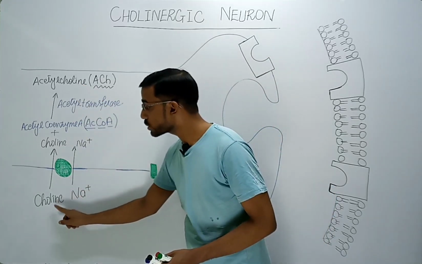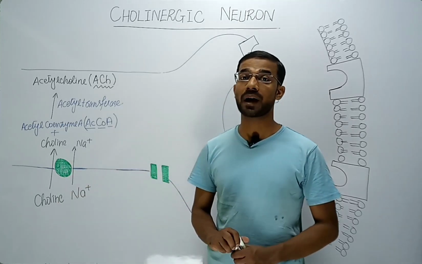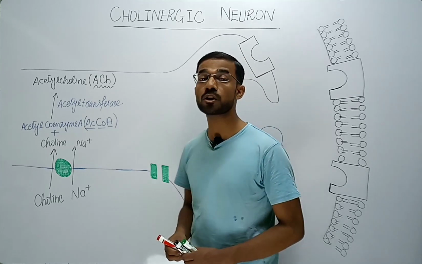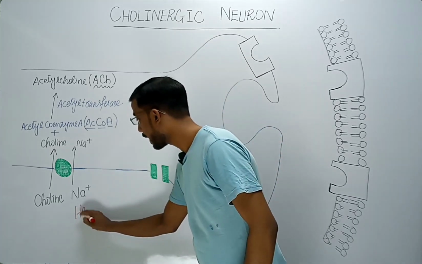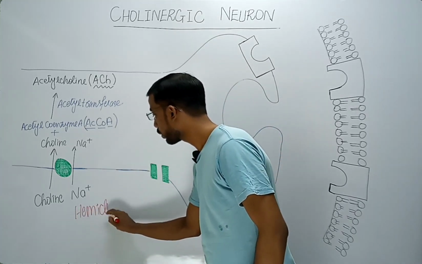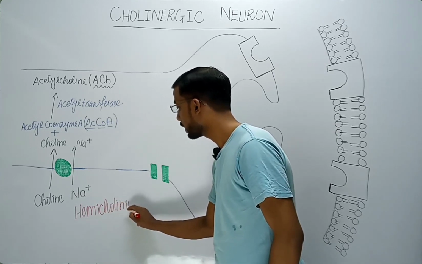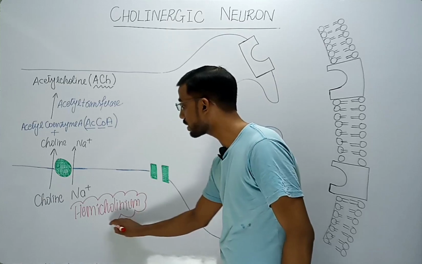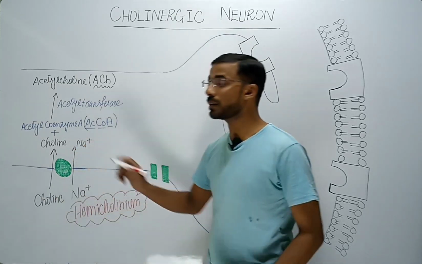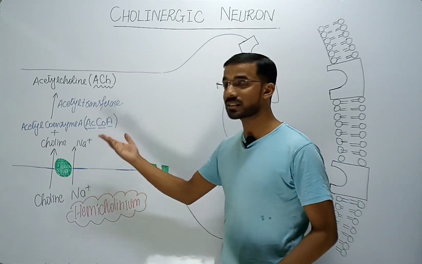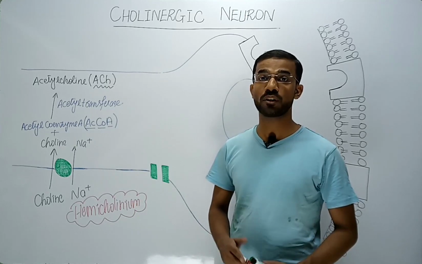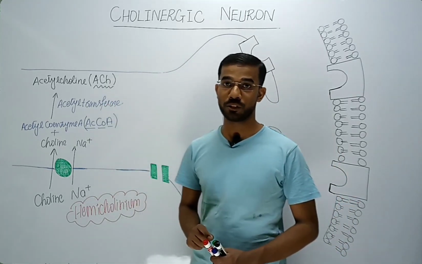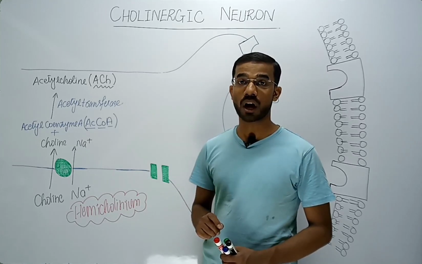Now, this choline entry can be inhibited by certain drugs, and that drug is hemicholinium. Hemicholinium is a drug that blocks the entrance of choline into the neuron. When there is no entrance, there is no synthesis of acetylcholine, which is a neurotransmitter. Acetylcholine is a charged neurotransmitter. It has a charge on it.